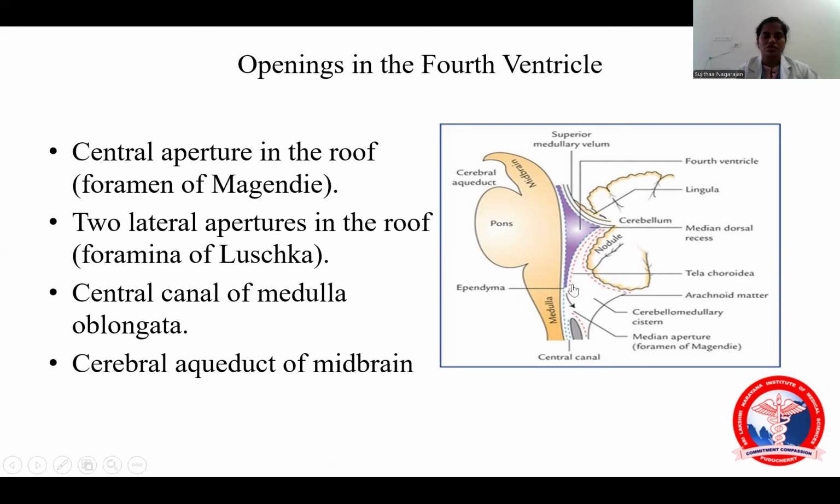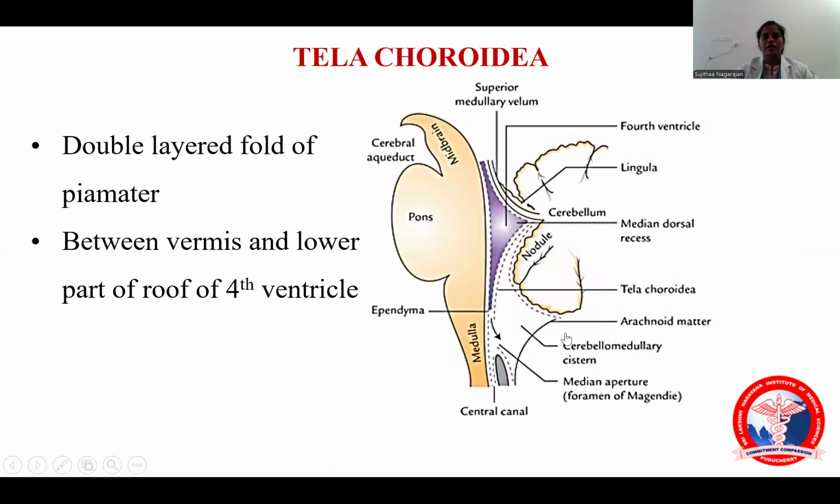In this picture we can see the foramen, which is the foramen of Magendie. Here is the cerebral aqueduct of the midbrain, and here is the central canal of the medulla oblongata. These are the openings in the fourth ventricle.